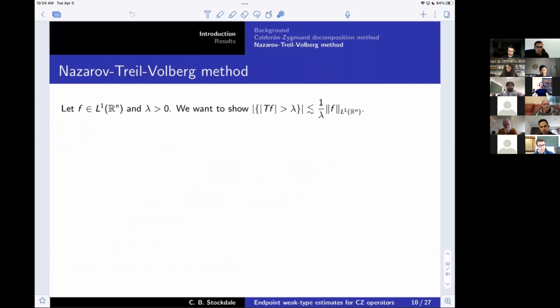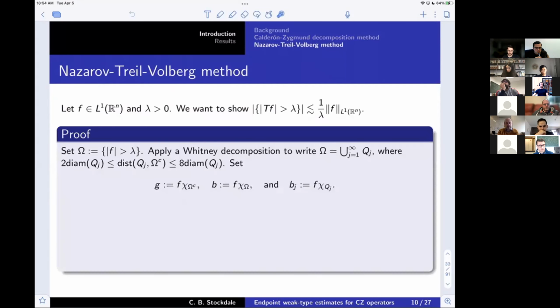Now I want to talk about this other proof that was given by Nazarov, Treil, and Volberg, where they avoid the doubling property. So there are some clear places where they need to make changes in the original proof. The idea is roughly the same, the philosophy of the proof by splitting up into a good piece and a bad piece is still the general philosophy of what we're trying to do here, but you have to do it in a different way.